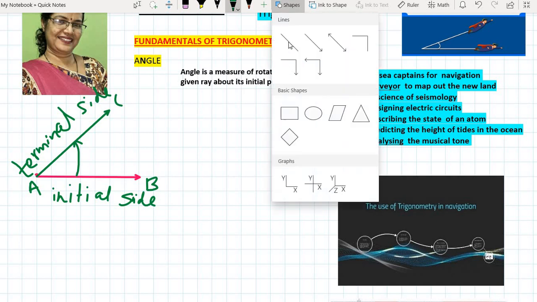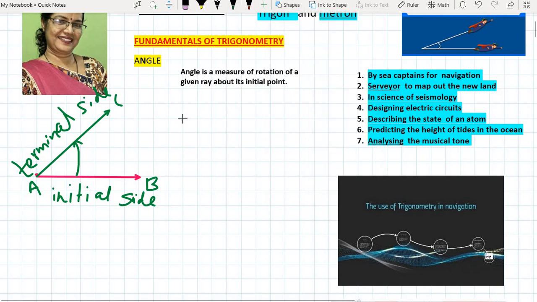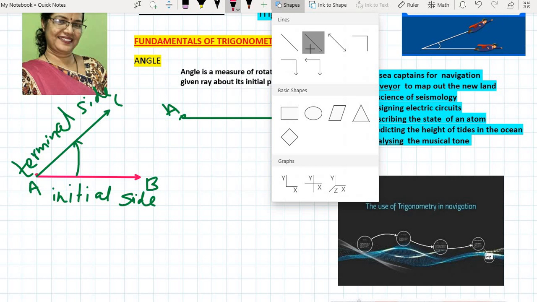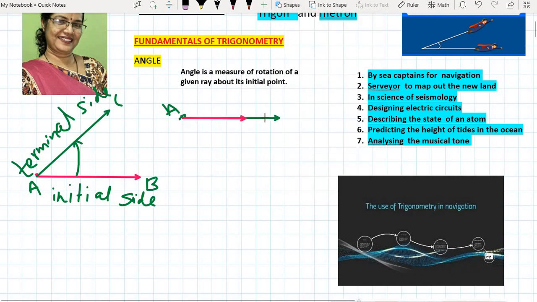Suppose we consider a ray like this. Suppose this is the initial side and this is the initial point. If I mark this as A, then consider one more ray with the same initial point and start moving like this. Suppose this is the terminal side now. Mark the initial side as AB and the terminal side as AC. So we have moved in this direction, the clockwise direction. In the earlier case, we moved in the anti-clockwise direction. But in the second case, we moved in the clockwise direction.